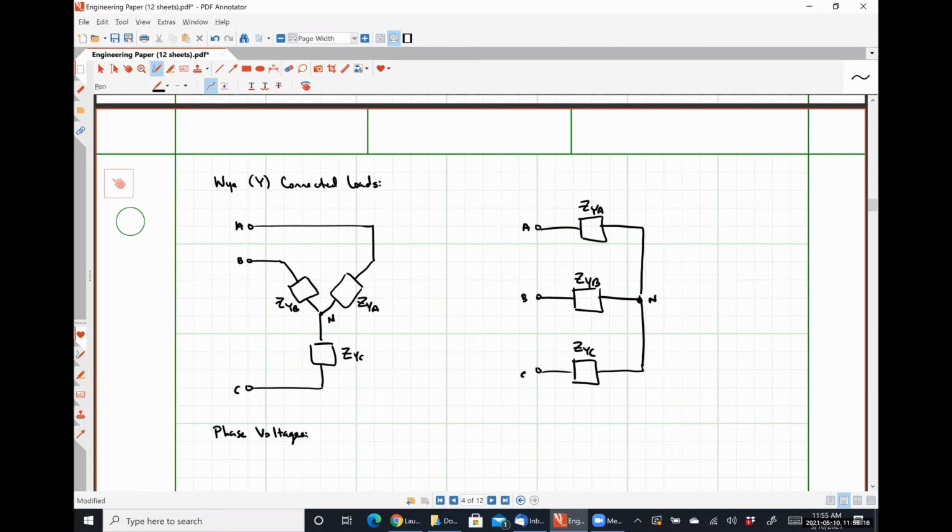So I would have plus minus VAN. That would be one. All right. Plus minus VBN would be another. Plus minus VCN would be my third. Okay. So it's the exact same thing as we saw for the Y connected source. We just use capital letters because we're on the load side. VAN, VBN, VCN.